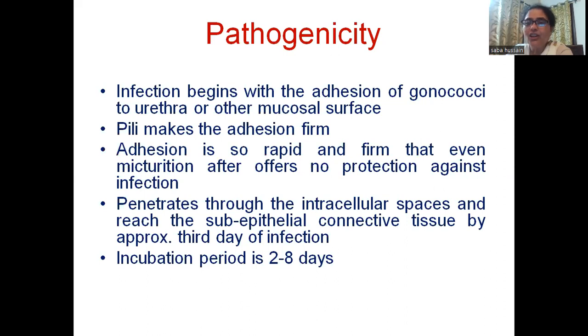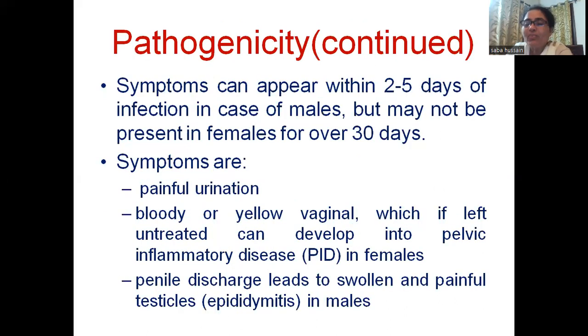Once it reaches the tissues, it goes into intercellular spaces and reaches the subepithelial connective tissue. This happens approximately after the third day of infection. The incubation period of this bacterium ranges from 2 to 8 days. Symptoms can appear within 2 to 5 days of infection in males, but in females it may take long, over 30 days. A point to be remembered is that Neisseria gonorrhea can be a commensal of the female genital system.